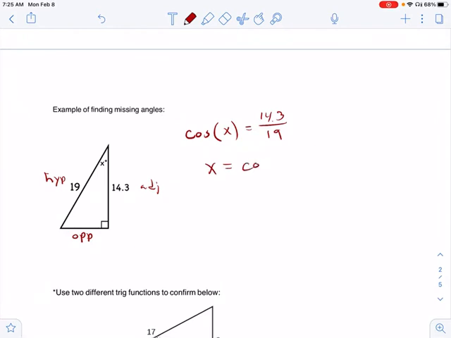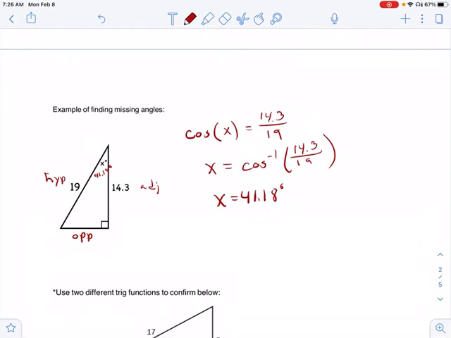So here you can just see that I'm just writing x there versus showing you that the inverse and cosine cancel each other out. I'm just going to be writing this, and then I'm going to plug that directly into my calculator. So I have inverse cosine 14.3 divided by 19. And I'm ending up with x equals 41.18 degrees.